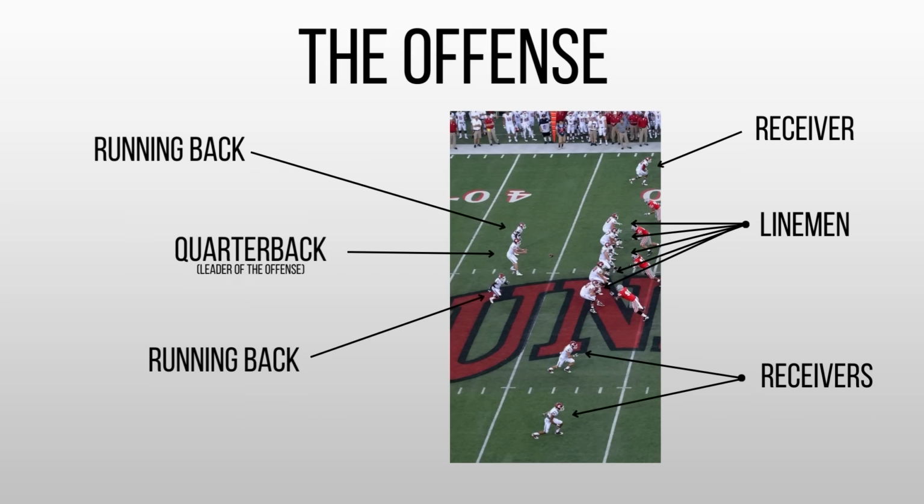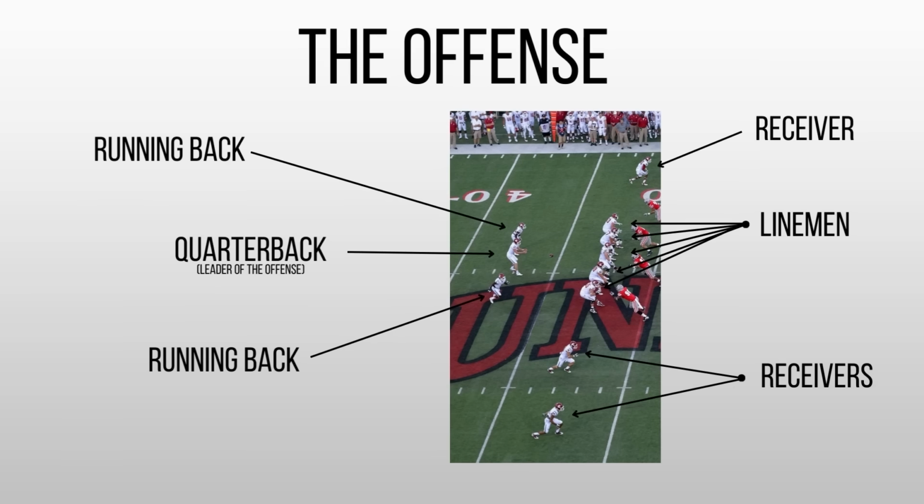Here's a simple diagram of the offense. You can see the quarterback, who leads the offense, receiving the ball. He's got 2 running backs to the side of him, and a bunch of receivers lined on the outside of the field. His linemen are in front of him, looking to block the defense. The play begins, and he's able to run, pass, or do whatever he wants with the football.